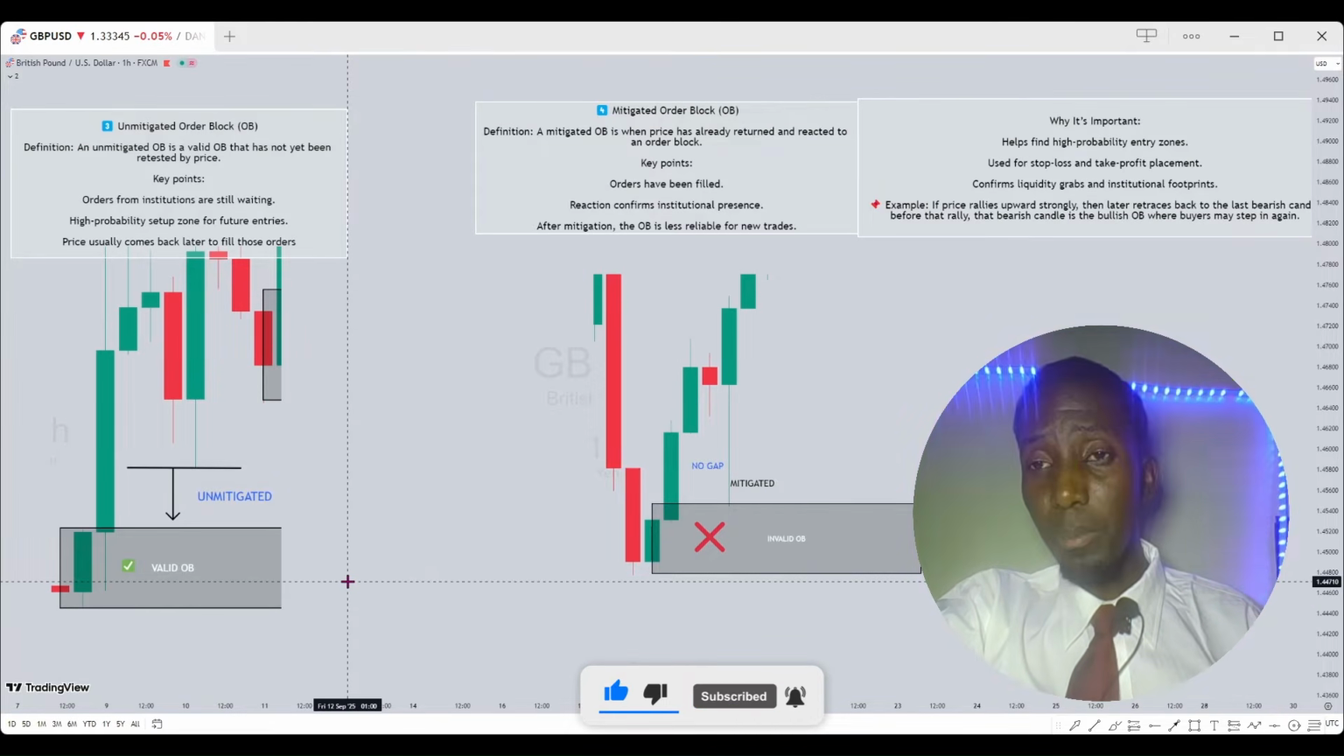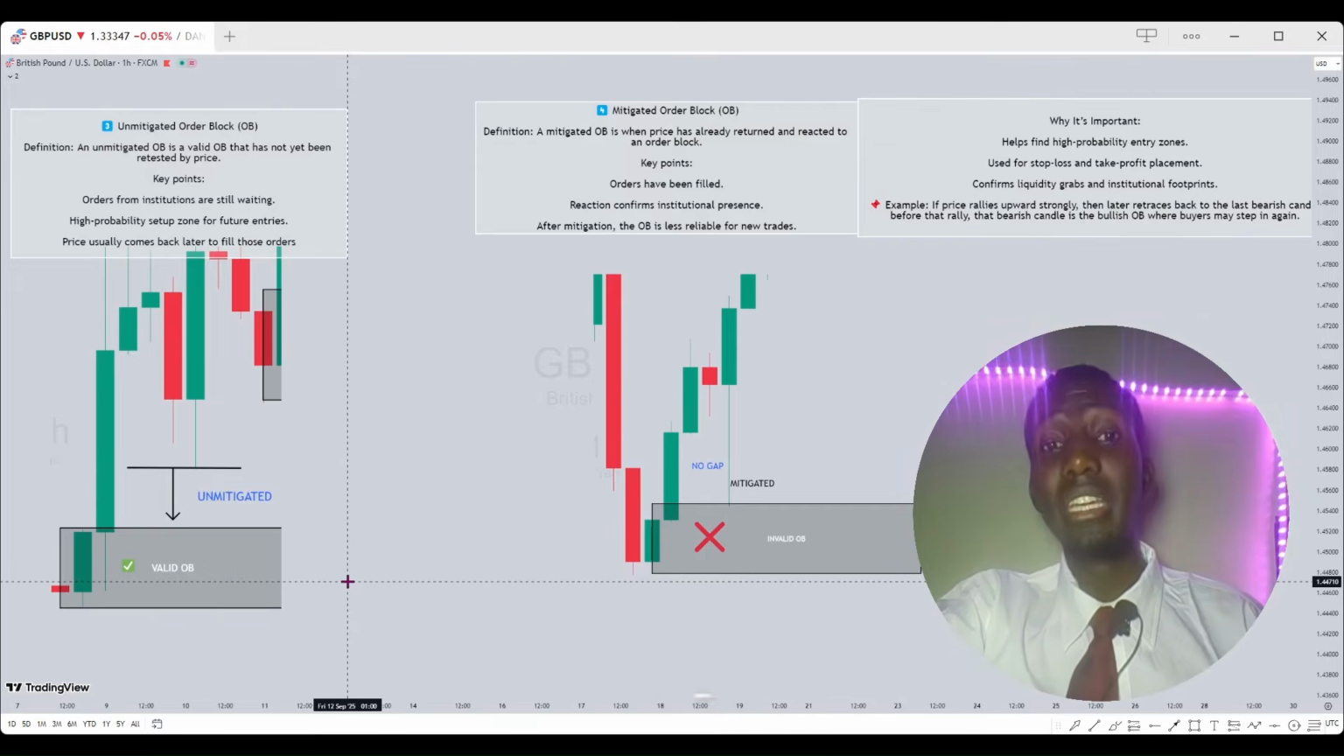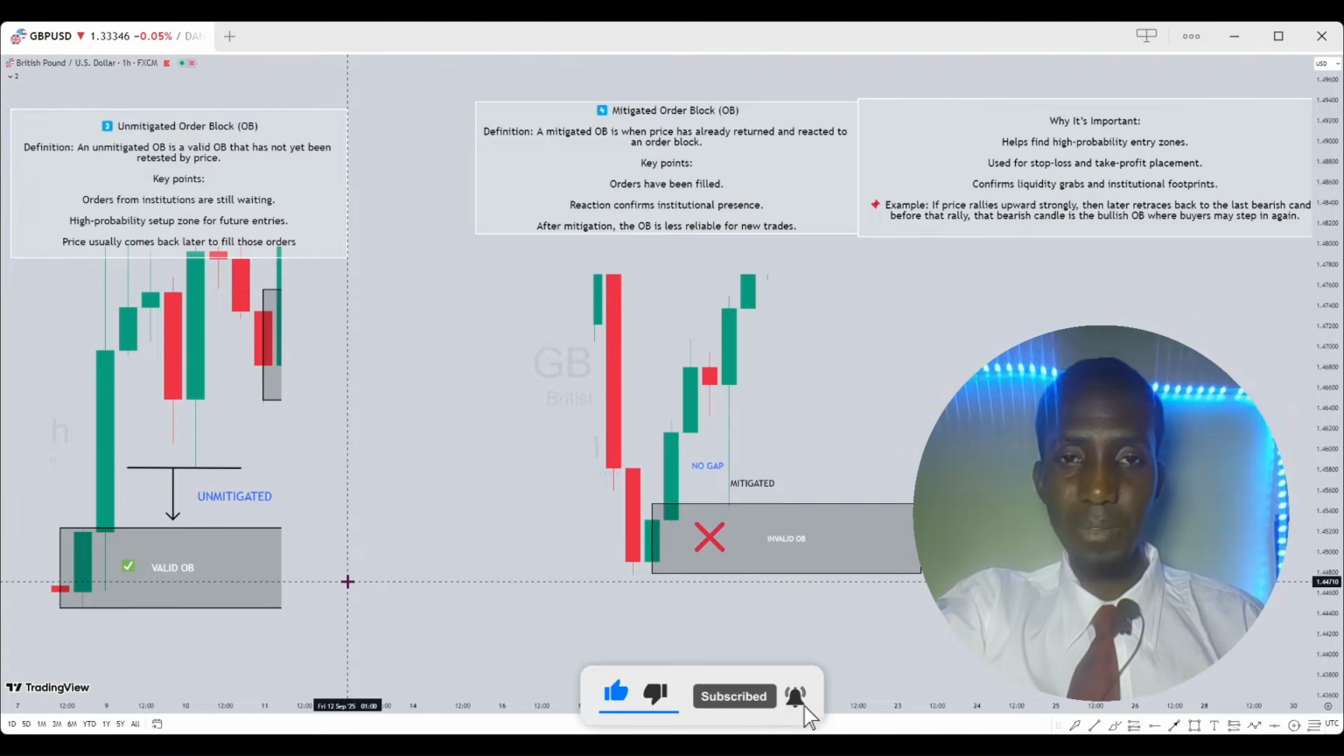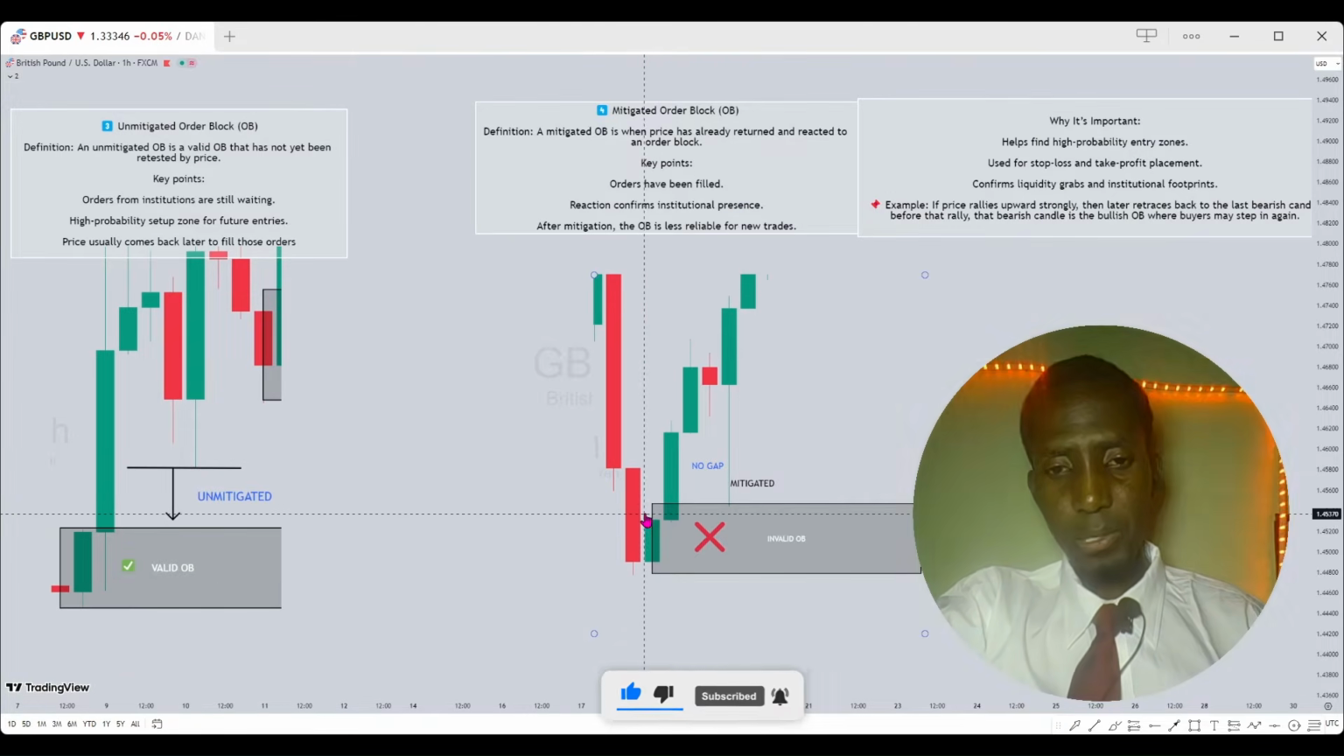A mitigated order block is just the opposite of an unmitigated order block. These are order blocks where price has already returned. As you can see here, let's look at this example.